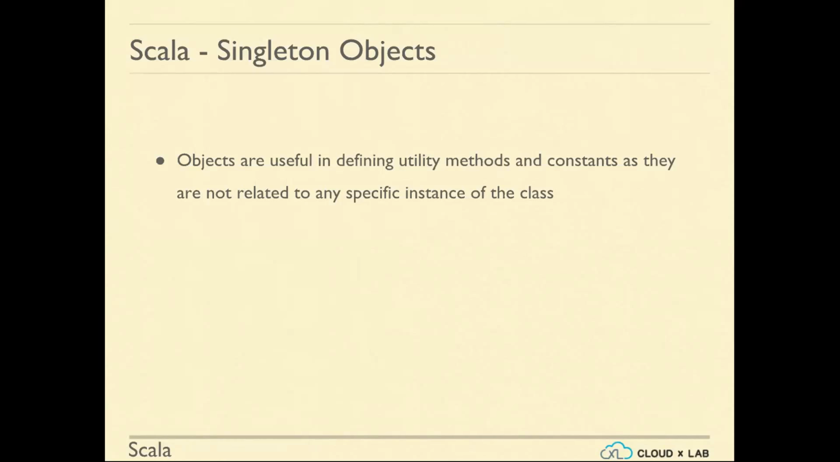So objects are useful in defining utility methods and constants as they are not related to a specific object or instance of a class. They're quite useful when, let's say, you have a config object. You just don't have to worry about which object you should pick. You just pick the config class and say config.get me this, get me this. And so it's shared across the whole project without you having to worry about sharing.